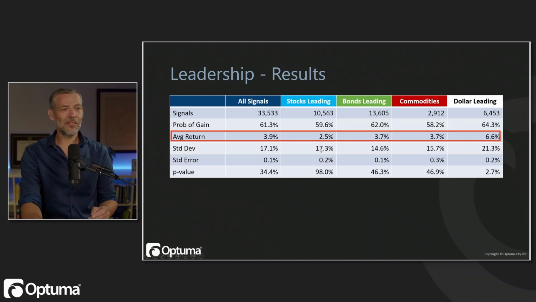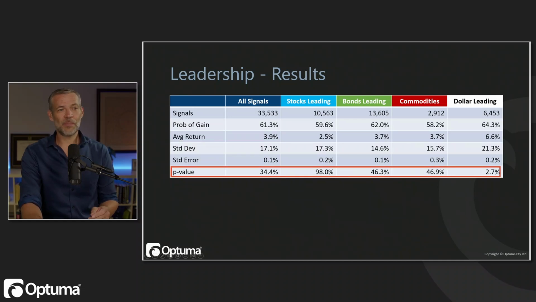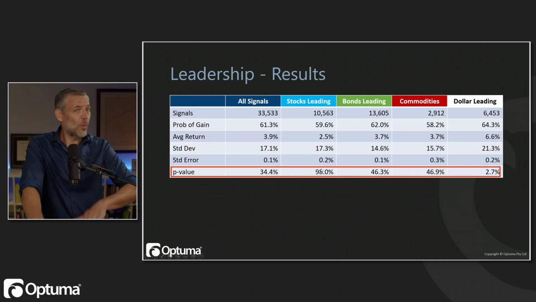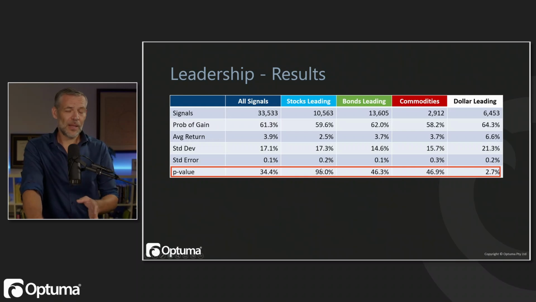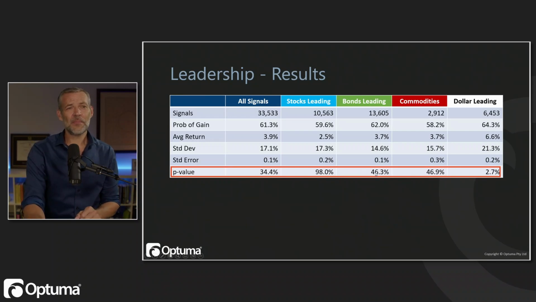Standard deviations, there, the p-value, again, remembering we want to be below 5. When we are below 5, that's telling us that our strategy is significant. We're really onto something there. When stocks were leading, 98%. That's terrible. Can hardly get worse than that. Bonds leading, commodities leading, in the middle. So it's not really giving us any real clear indication.